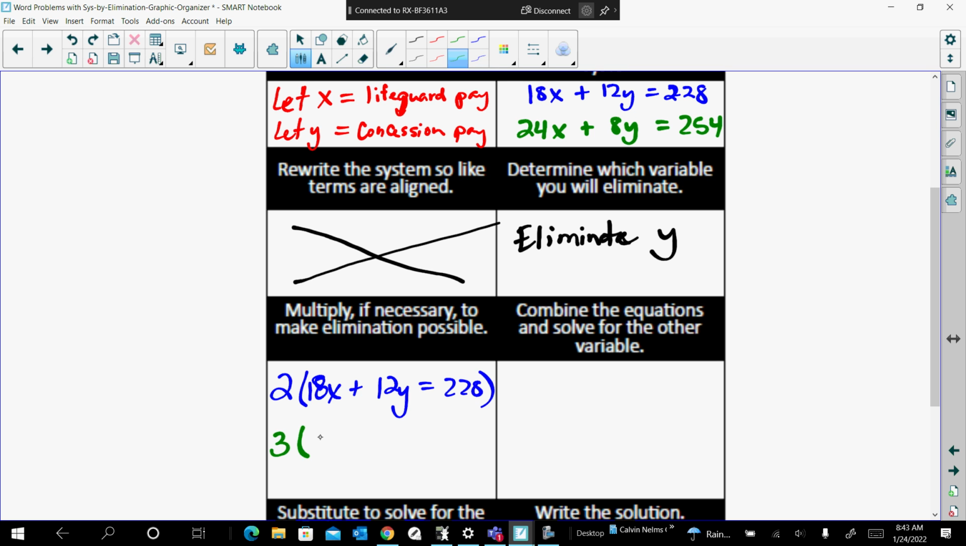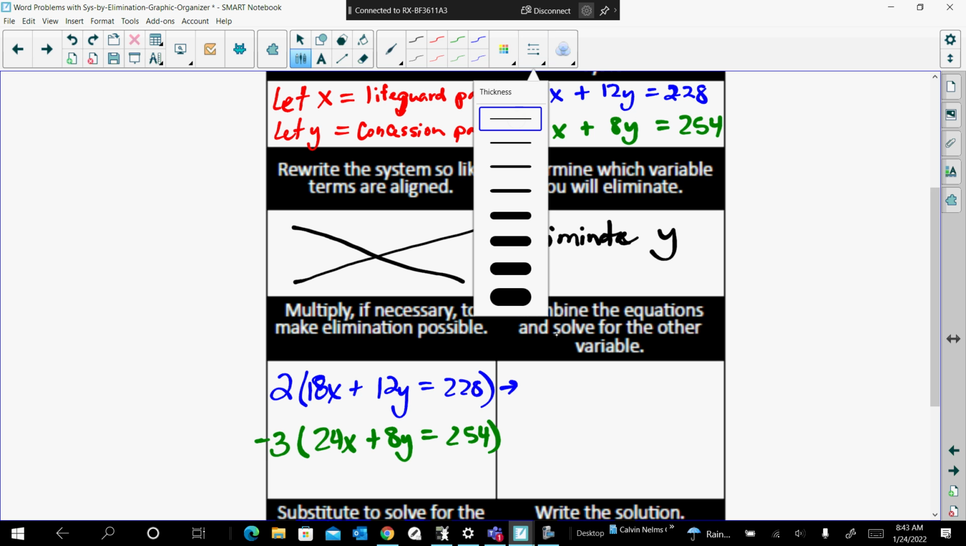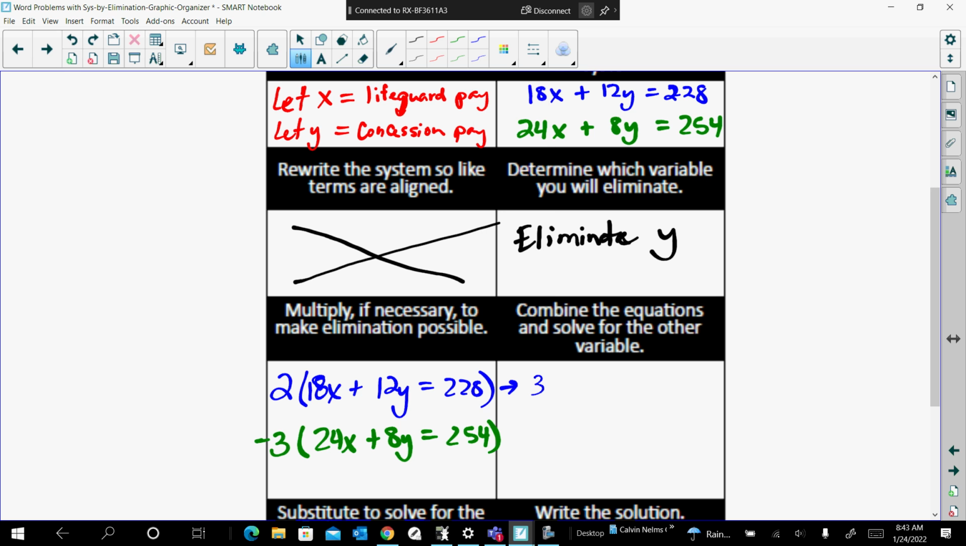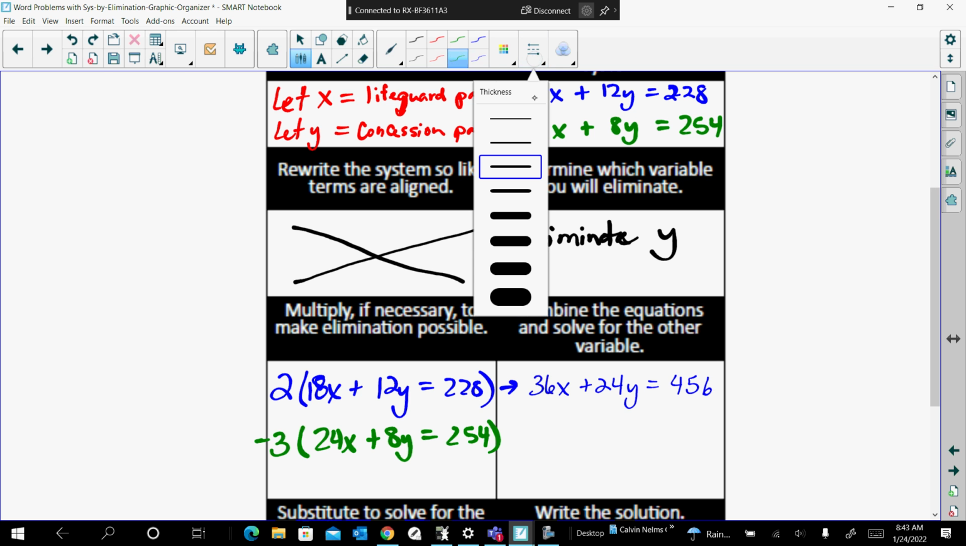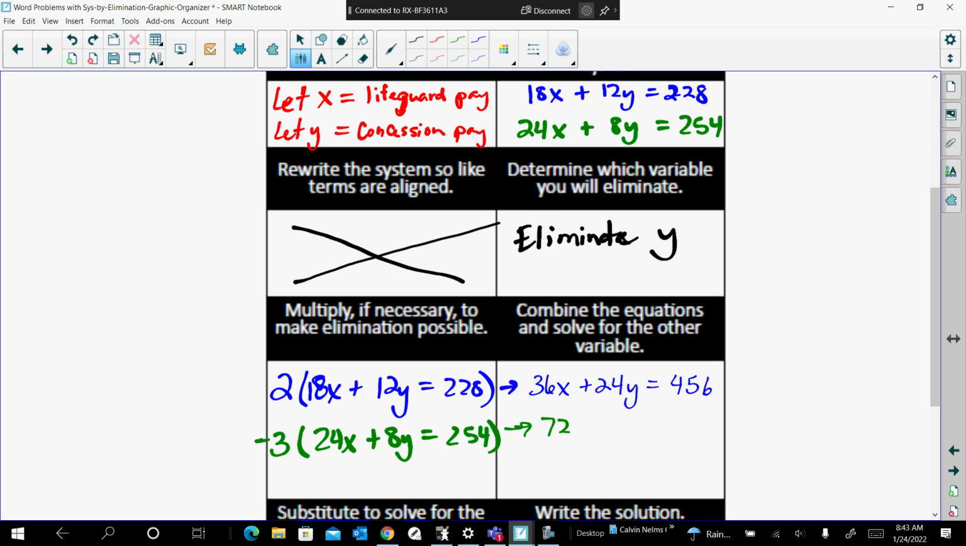Did y'all make one of them negative? Oh, yeah. Which one? Top or bottom? The bottom one. Okay, bottom is negative. So when you do that, we have 36x plus 24y equals 456 here. And then the bottom here is negative 72x minus 24y equals negative 762.